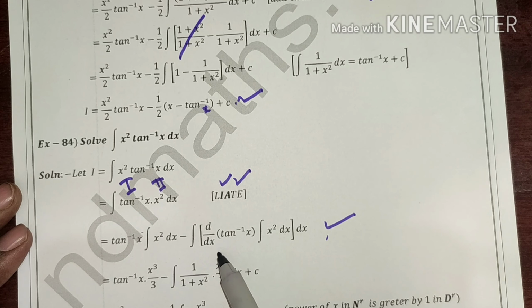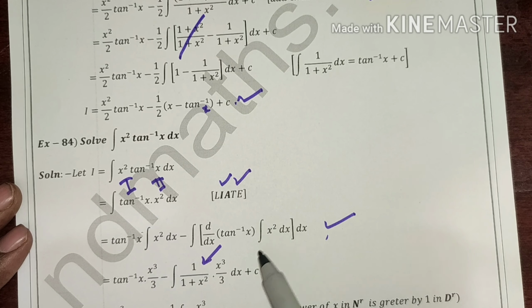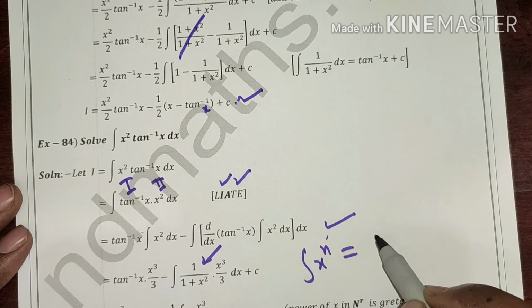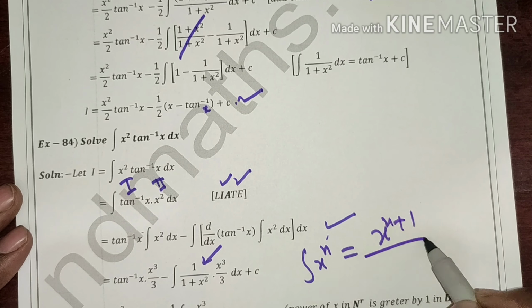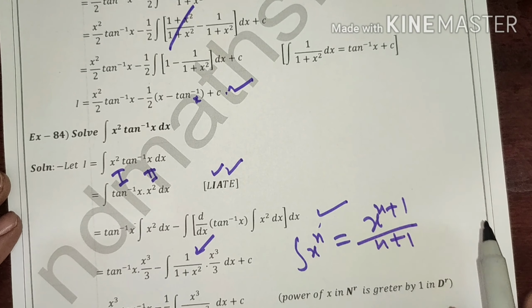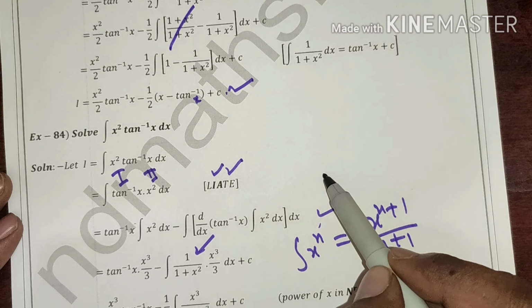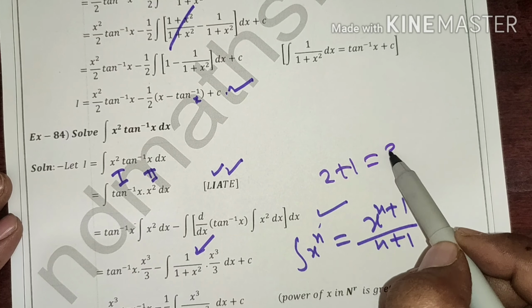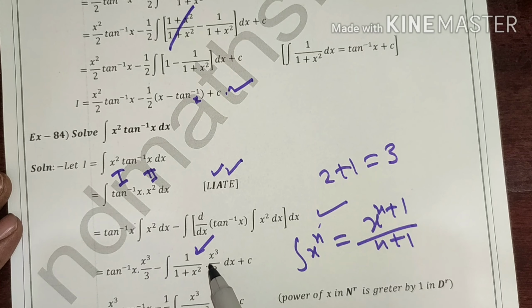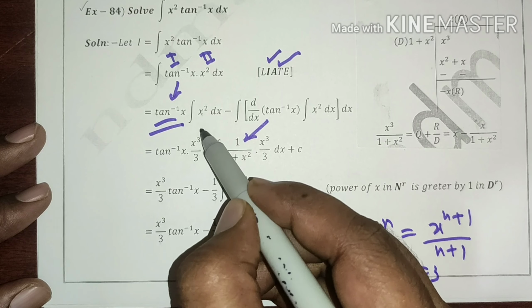The derivative of tan inverse x we already know is 1 upon 1 plus x square, and the integration of x square is x cube by 3, because of the formula x^n becomes x^(n+1) divided by n plus 1. That means we add 1 to the power. Here the power is 2, 2 plus 1 is 3, so we write x cube divided by the same 3. Take this 3 outside. Integration of x square is x cube by 3.